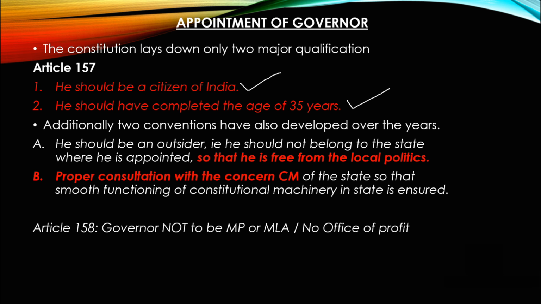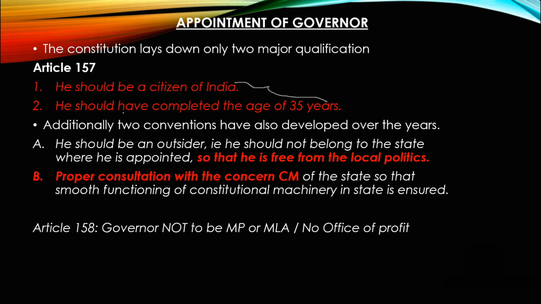For a member of parliament and for the ministers, if you want to conduct an election for the MP and ministers, the minimum age is 25 years. But for the governor, for the president, and for the vice president, the minimum age is 35 years. So only two qualifications are set for the governor.